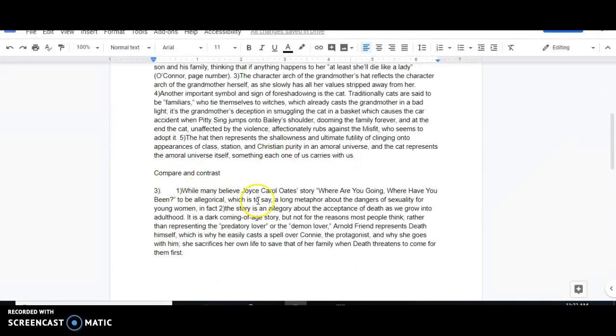Okay, compare and contrast. Here you're presenting what is a common reading of the story, and here you're saying what you think it is in fact about.